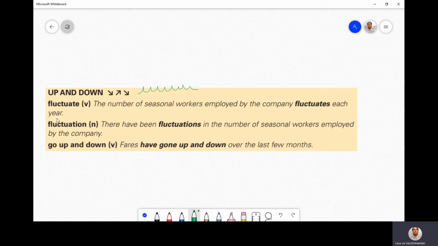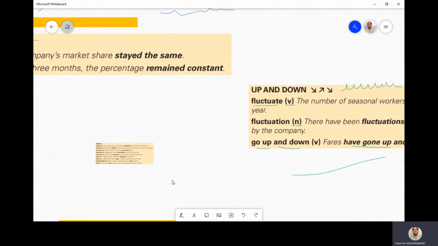So we have to say this verb, that is fluctuate. Now, for example, it says here the number of seasonal workers employed by the company fluctuates each year. Fluctuation, that is the noun. There's no confusion here. We can have the option of saying go up and down. Fares have gone up and down over the last few months, right? Excellent. I guess this is the easiest one. Let's go with the last one.